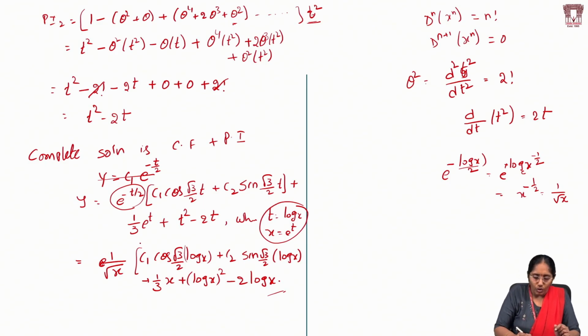Here we observe the order of the differential equation is 2, and we have 2 arbitrary constants. So we call it a general solution. In a general solution, the number of arbitrary constants is the same as the order of the differential equation. So we call this one a general solution.